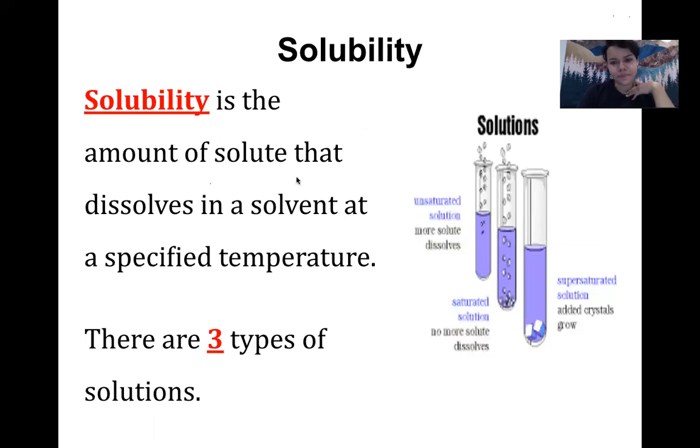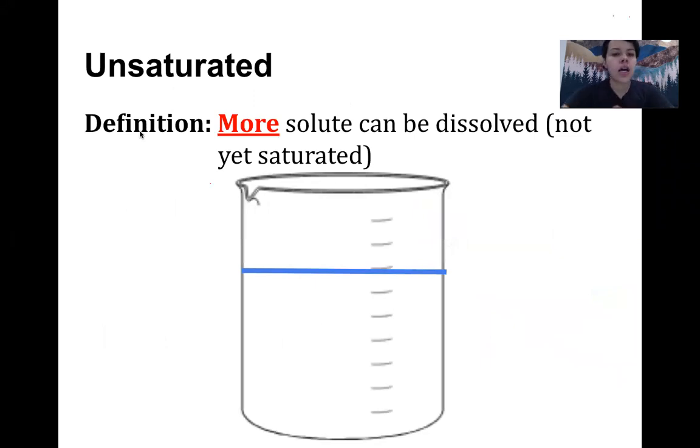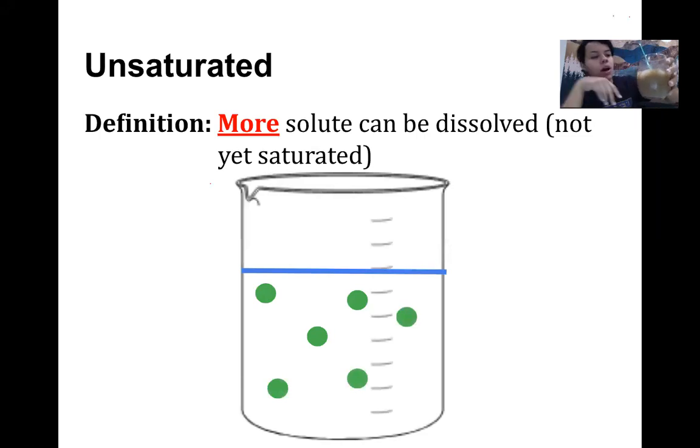Let's get started. Unsaturated means more solute can be dissolved. It's not yet saturated, so it has maybe a dot here, a dot there. You still have the ability to dissolve more, right? That would be like a cup of water, like my coffee from this morning. If I just put in one little packet of sugar, it's not going to be saturated. It could still take some more sugar, right?